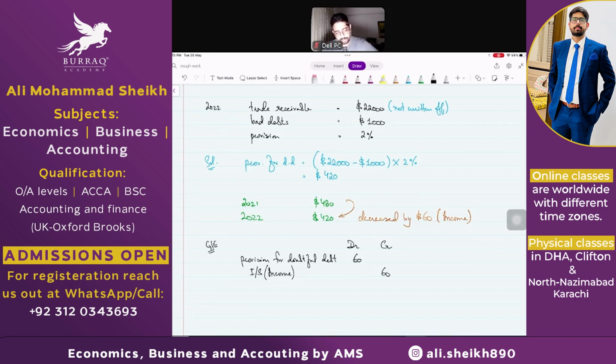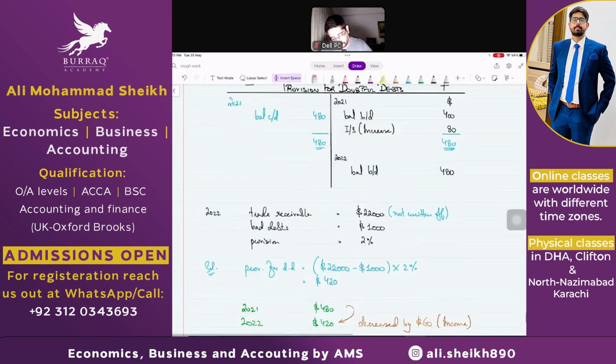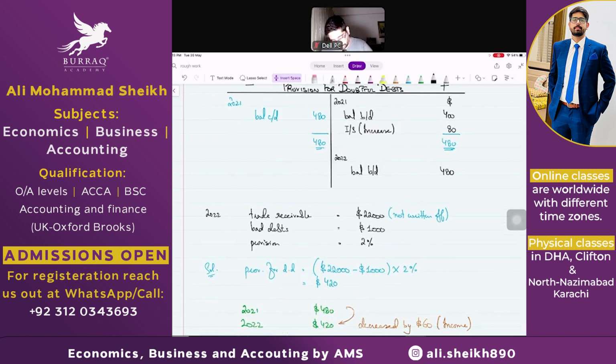So when you pass this entry in the journal, in the ledger of the account, I am using this space again. Let's continue with the same example, same question. I am writing this in provision for doubtful debt account.